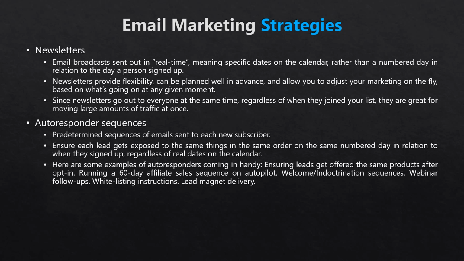Want to sequentially market 60 days worth of affiliate products to each subscriber who joins your list and make sales on autopilot while you relax on the beach? Then a 60-day autoresponder sequence is the ticket. Welcome sequences, indoctrination sequences, webinar follow-ups, whitelisting instructions. These are all things you'd use autoresponder messages for.